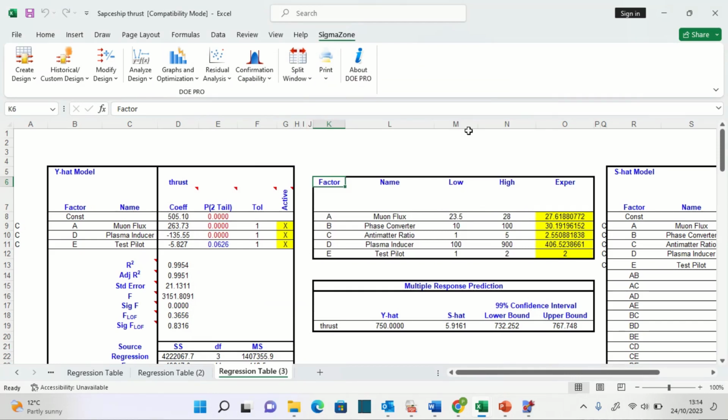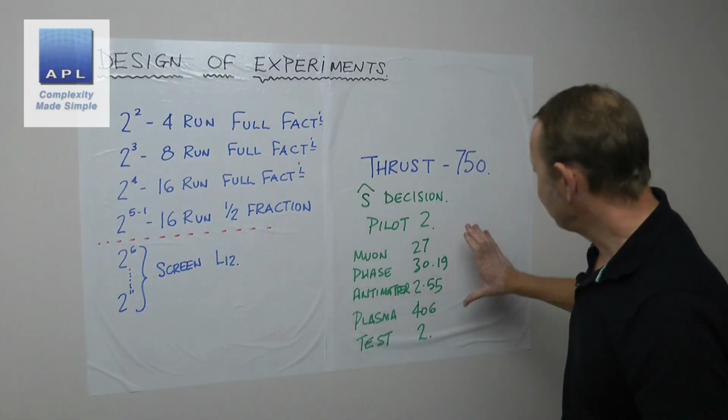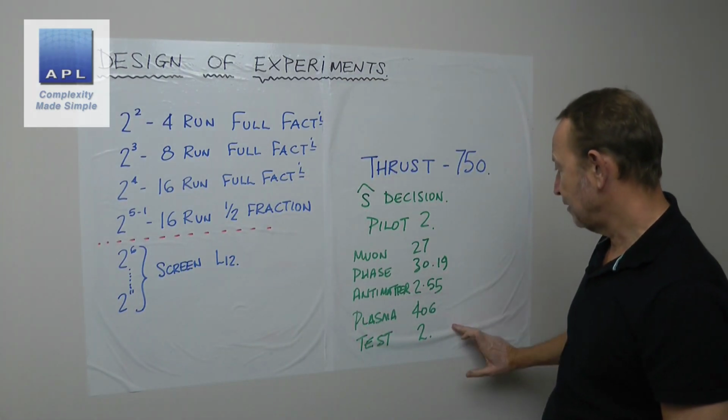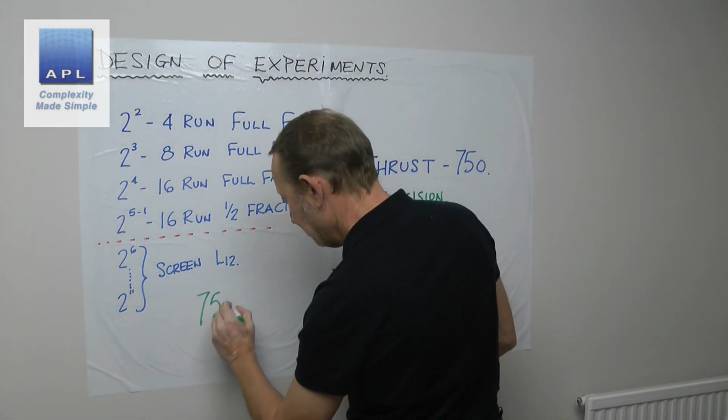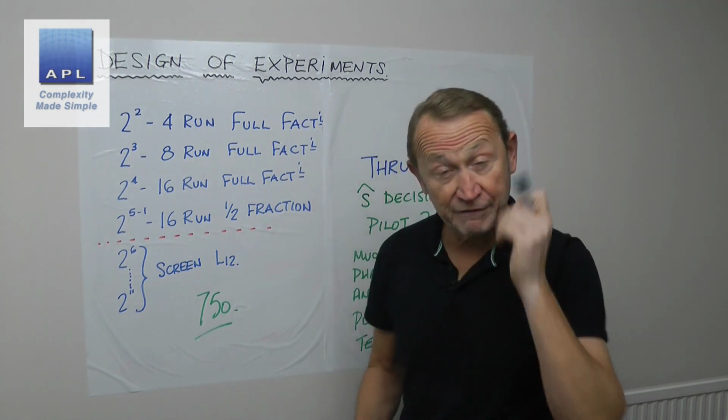You can see them: 27.6, 30.19, 2.55, 406 and test pilot 2. Okay, so we've put those 5 settings on the board there. There they are. Of course, our prediction is we're going to hit 750.